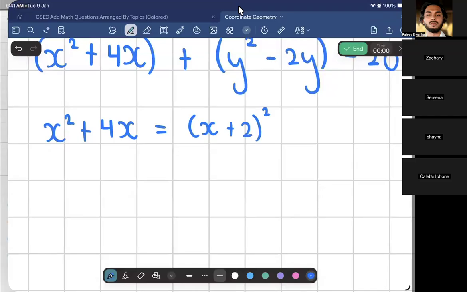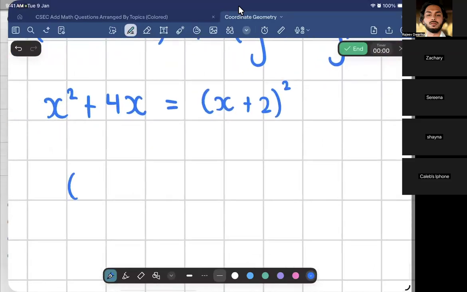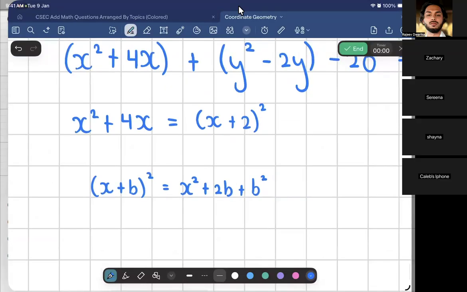X plus 2, in bracket, squared. Yeah, and what are you going to get? Here, let me show you a little hack. If you have something in the form (x plus b) squared, the final answer is just going to be x squared plus 2bx plus b squared. That's our hack you can remember.